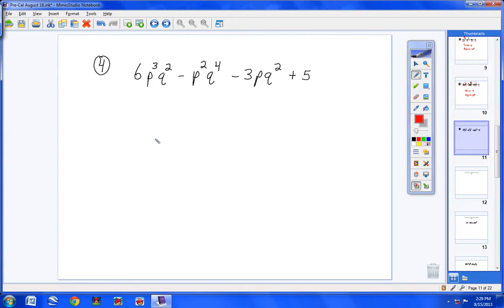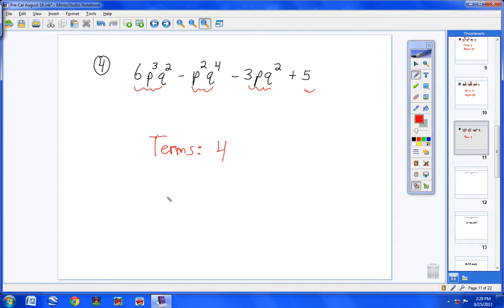How many terms does this polynomial expression have? And I promise you, I'm not that sloppy. This pen is kind of freezing up here on my computer. All right, how many terms? Well, let's see. There's 1, 2, 3, 4. So we got 4 terms.